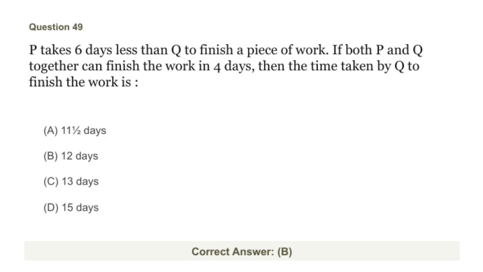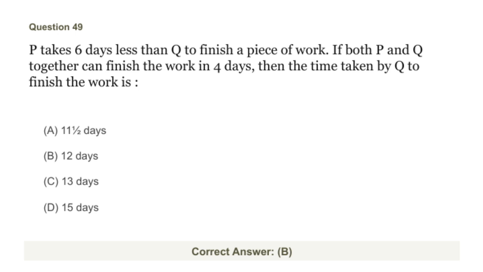Now, let's analyze this problem carefully. P takes 6 days less than Q to finish the work. So, if we let the time Q takes be x days, then P's time will be x minus 6 days. Next, we're told that together, P and Q can complete the work in 4 days. This combined rate is crucial. It helps us set up the equation for their work rates.